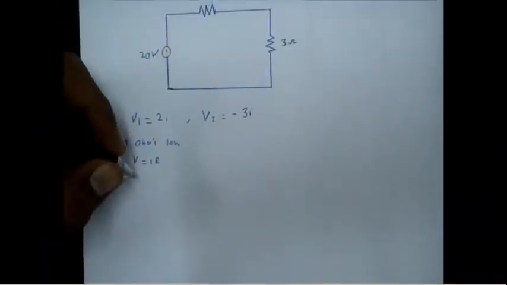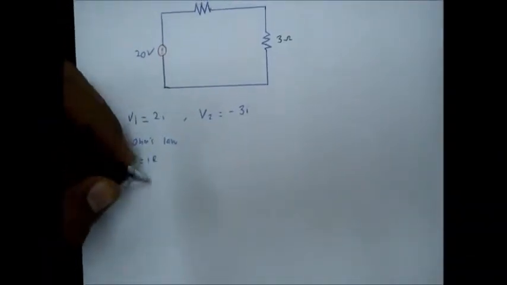And there are 2 types of law, KCL and KVL. KCL is Kirchhoff's current law. KVL is Kirchhoff's voltage law. And now I will show you the calculation.